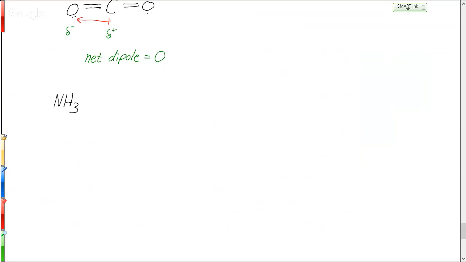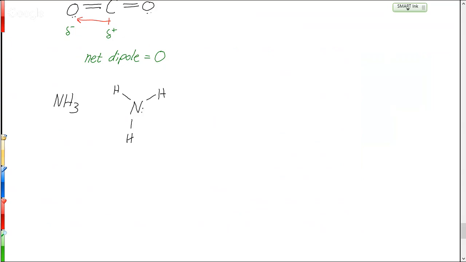Let's look at NH3, ammonia, and let's look at 2 different possible structures for ammonia. It's connected to 3 hydrogens, so one way we might draw that is like this. As a Lewis structure, that's okay. Is that the correct shape of the molecule?